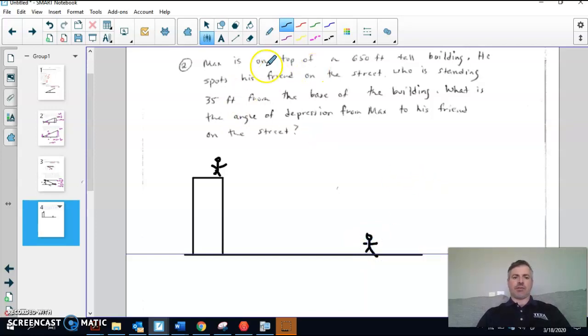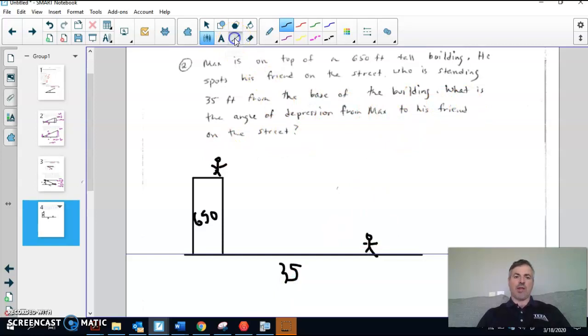All right, so let's see. I got some dimensions here. It says Max is on top of 650, so this distance here is 650 feet. So 650 over here. So that's basically how high he is off the ground. So he's standing 35 feet from the base of the building. Base of the building's down here, and then the 35 feet would be this distance here. So 35 would be along that way. What is the angle of depression from Max?